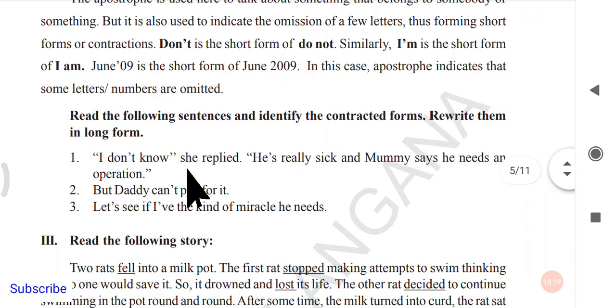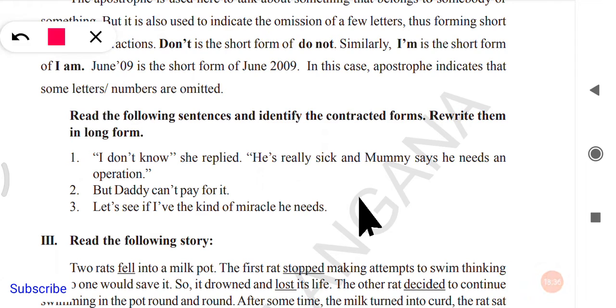Okay, so read the following sentences and identify the contracted forms. Rewrite them in the long form. So here we have to find out the contracted forms and write them in the long form. Okay, let's look at the first one. Better I use the pen here.